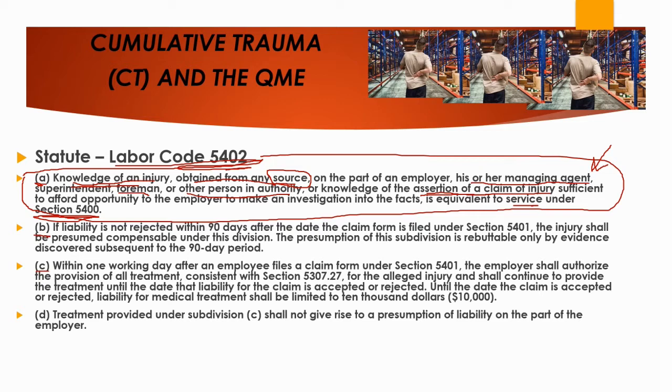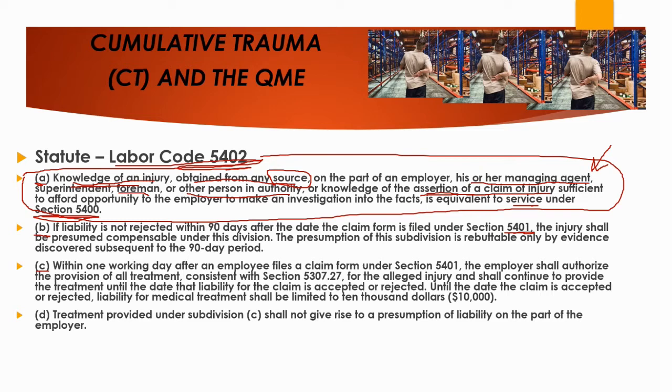Section B tells us if liability for the assertion of a claim is not rejected within 90 days after the date the claim form is filed under Section 5401, and we didn't review Section 5401, but Section 5401 talks about the employer's responsibility for providing the employee with a claim form. We didn't really talk about that, but it says that if liability is not rejected within 90 days, the injury shall be presumed compensable under this division.